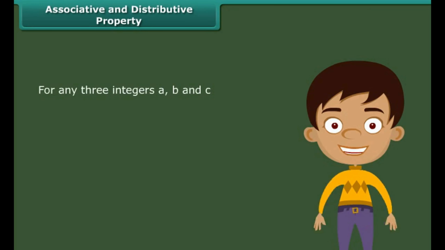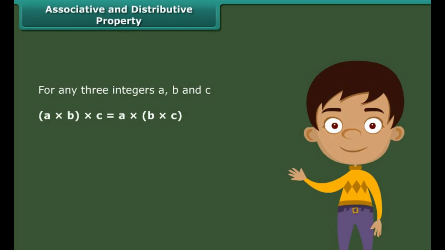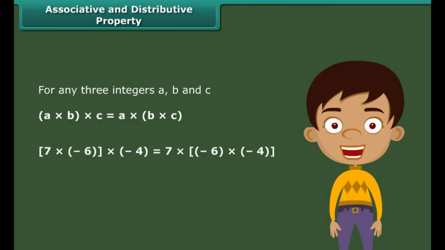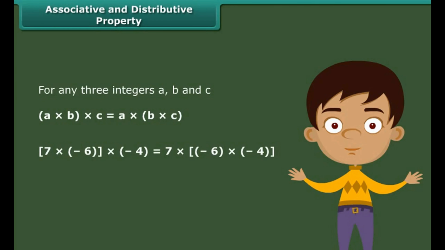For any three integers a, b, and c, (a × b) × c is equal to a × (b × c). For example, (7 × (−6)) × (−4) is equal to 7 × ((−6) × (−4)).